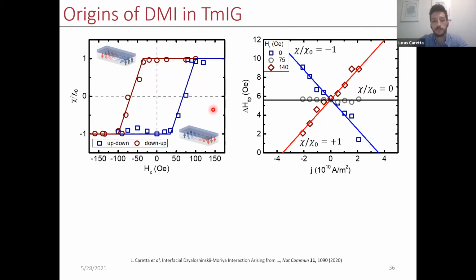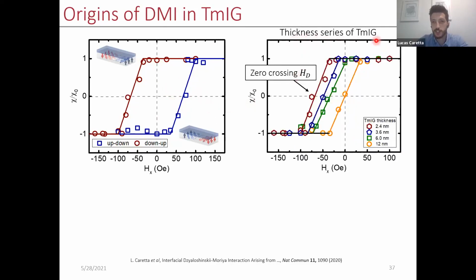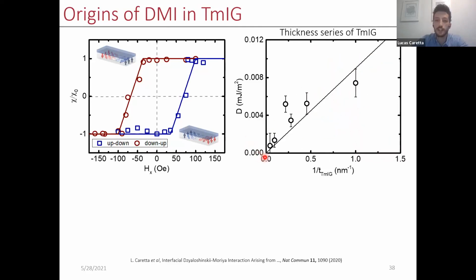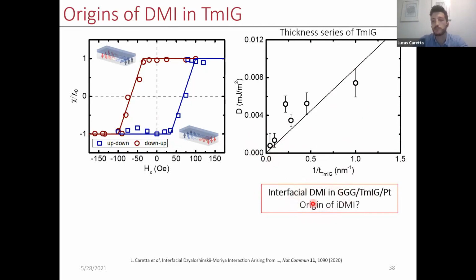And we can do this for a thickness series of TmIG. Here you see these same curves, except for a thickness series of thulium iron garnet. And what you find is if you plot the DMI as a function of thickness, you'll see that it scales inversely with the thickness. So the thinner the film, the larger the DMI. This tells us that the origin of DMI in this film is interfacial. So we do see an interfacial DMI in this system, but the question still remains, which interface is it coming from? The intuitive answer would be that it must be coming from the same interface as in metallic systems, that is the heavy metal garnet interface.